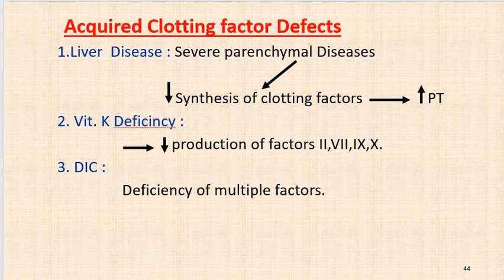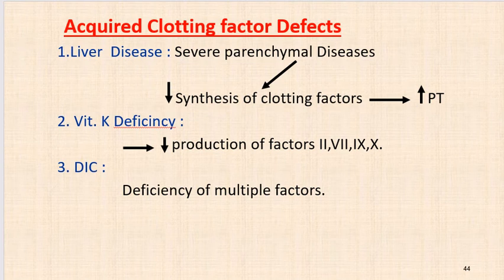Well, acquired clotting factor defects. Among this group, first one, the liver disease, because many of the clotting factors are synthesized in the liver, they are made by the liver. So, in severe parenchymal diseases of liver, there is decreased synthesis of clotting factors, and when there is decreased synthesis of clotting factors, it leads to prolonged prothrombin time.